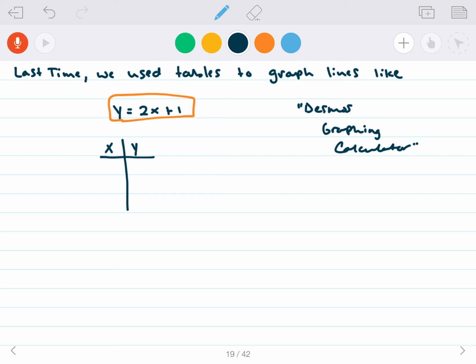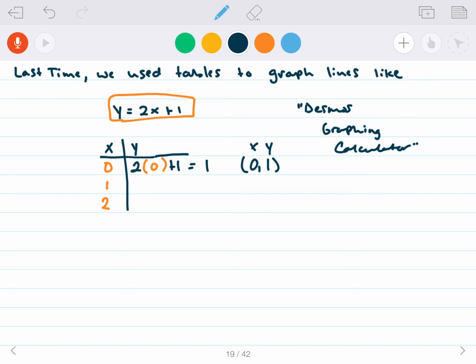So anyway, that's what we did last time. So we randomly chose some x values, some nice x values, maybe 0, 1, 2. Again, there are infinitely many x values we could choose, but just for the sake of being simple, we can choose these 3. And then what we did was we plugged the corresponding x values into our rule, and then we evaluated to get y. So in this case, when we plug 0 into our rule for x, we get 2 times 0 is 0 plus 1 is 1. So an ordered pair on this line would be 0, 1.